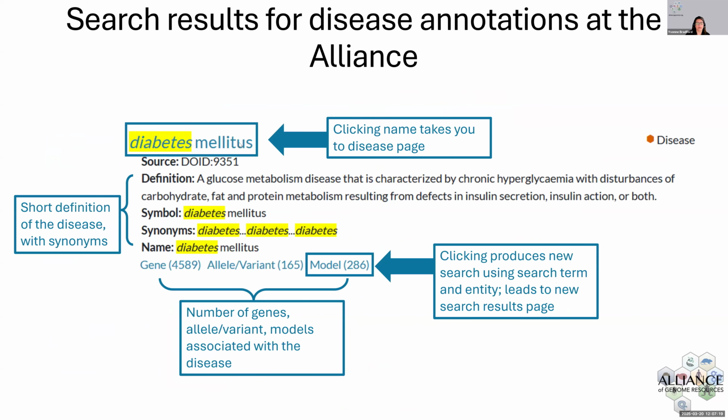So the name here, diabetes mellitus, if you click on that, that will take you to the disease page. In the results, a short definition of the disease is provided. We have some related data topics down here. This is the number of genes, alleles, variants, or models that are associated with this particular disease. If you click this entity, it will produce a new search that is this entity along with the inputted text that you had in the original search, and that leads to a brand new search results page. And I'm not going to go into that in detail. We're going to click on the diabetes mellitus and go to the disease page.